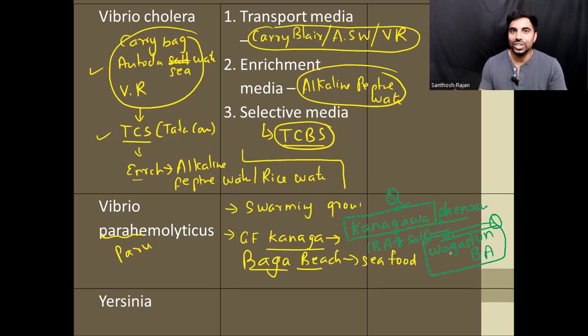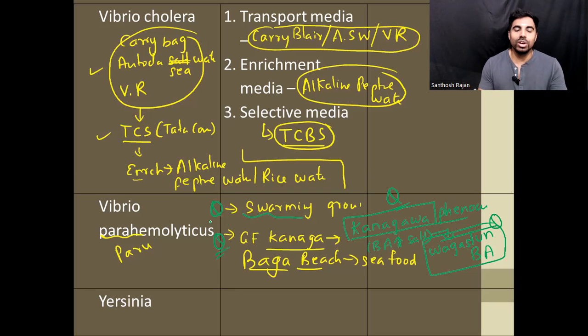You got it? That's the question. Wagatsuma agar is used for this. So Paru went with Kanaga to Goa. She went to Baga Beach in Goa to have seafood and they got food poisoning. Okay. And same Paru, she has another tea party with whom? With Prochita and Sara. Tea party. That's what is swarming. Got it? That's the question.